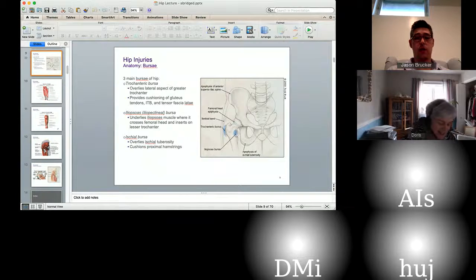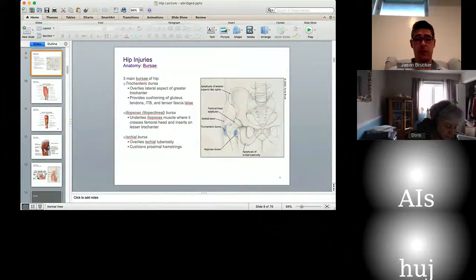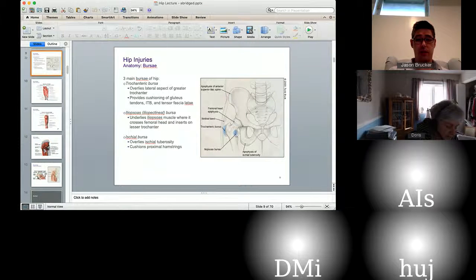Sure. I said similarly, an ischial bursitis can be caused by a hamstring tendonitis, and an iliopsoas bursitis can be caused by an iliopsoas strain or hip flexor strain.